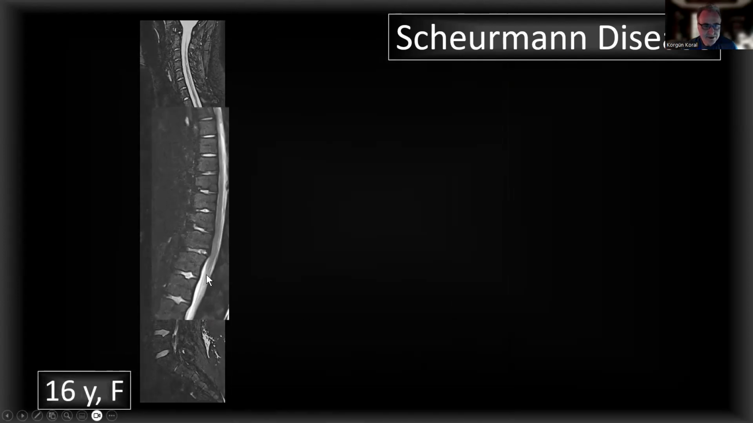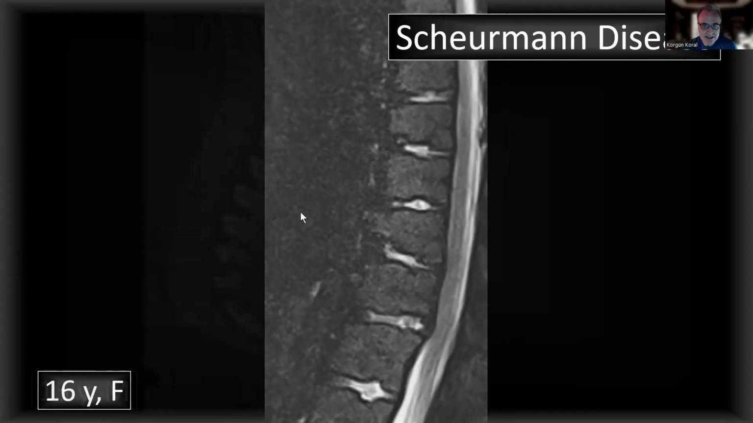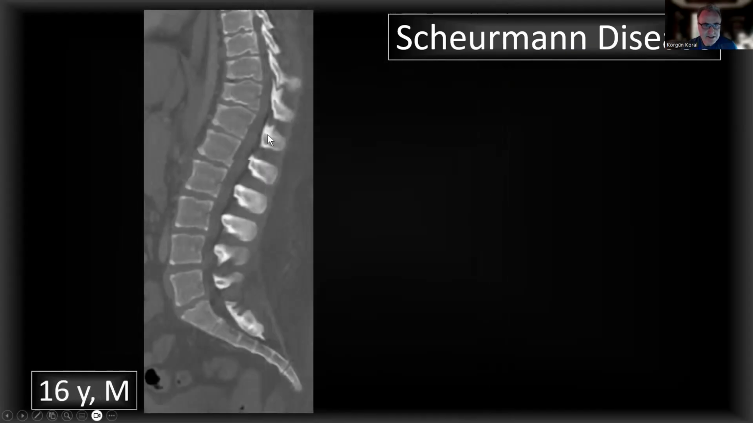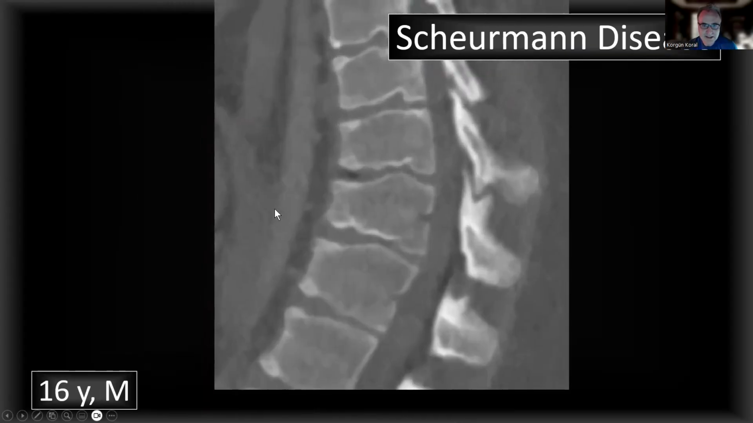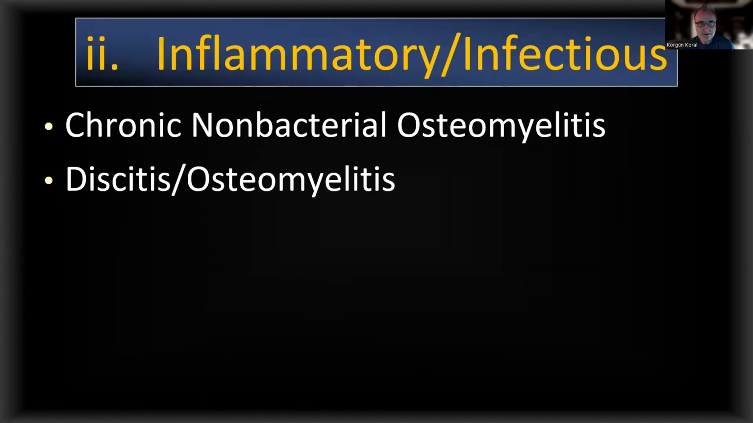Another one, a 16-year-old child with multiple vertebral body involvement, Schmorl's nodes, and some kyphosis. This is probably the most convincing of the examples. We have a 16-year-old child with kyphosis, and there are multiple vertebral bodies that show anterior wedging and kyphosis, Scheuermann disease. So as far as inflammatory infectious causes are concerned, we'll touch upon chronic non-bacterial osteomyelitis.